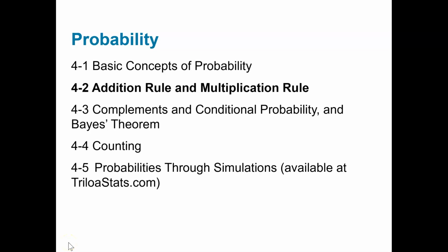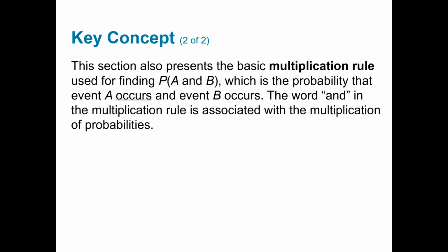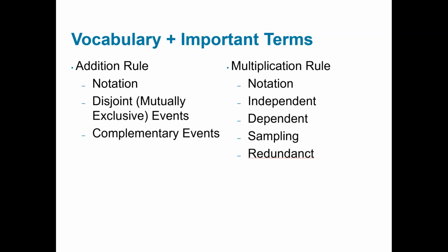All right, we're going to get into some addition rule and multiplication rule. We're in section 4.2. We're going to be looking at addition rule, which is for finding the probability of this or that. And we're going to be looking at the multiplication rule when we're trying to find the probability of this and that. So we'll be doing addition rule and multiplication rule.